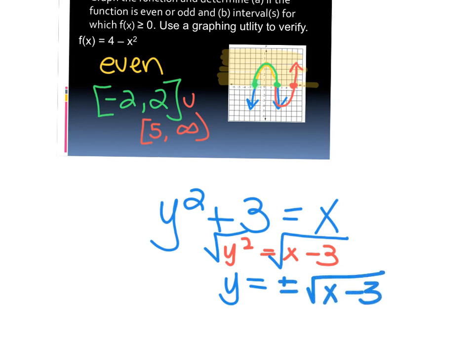Is it? Yeah. Oh, good. But on the graphing calculator, you'd have to enter in the plus or minus. Did I do that?